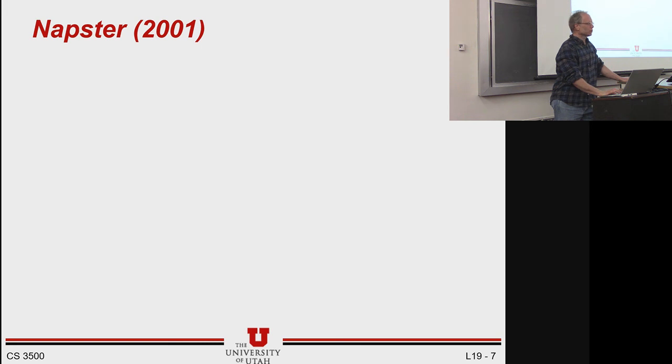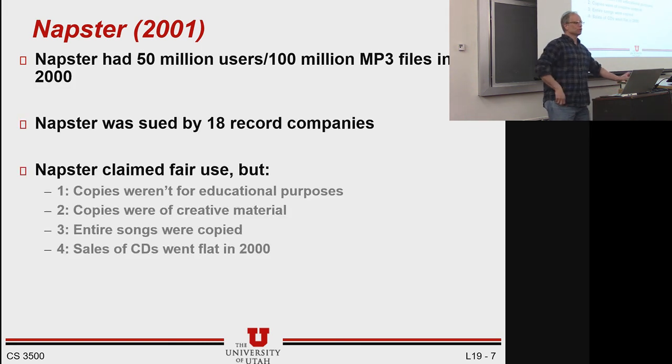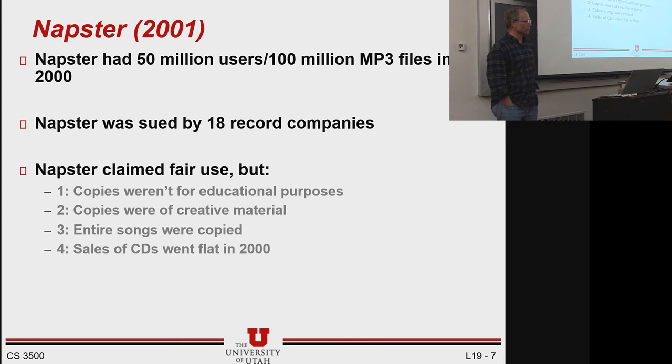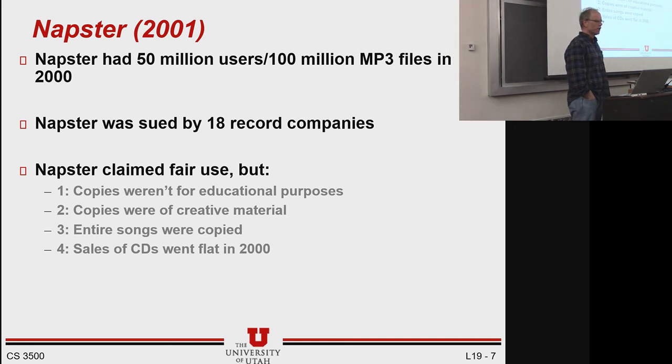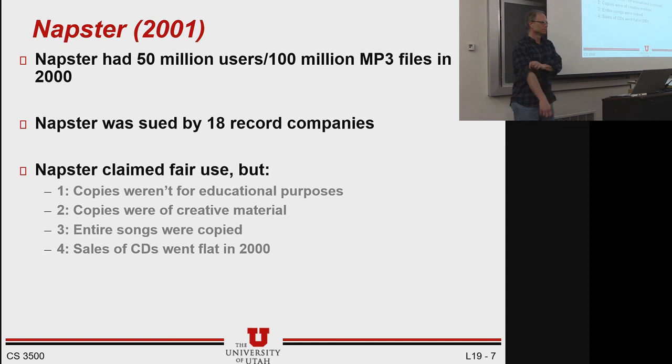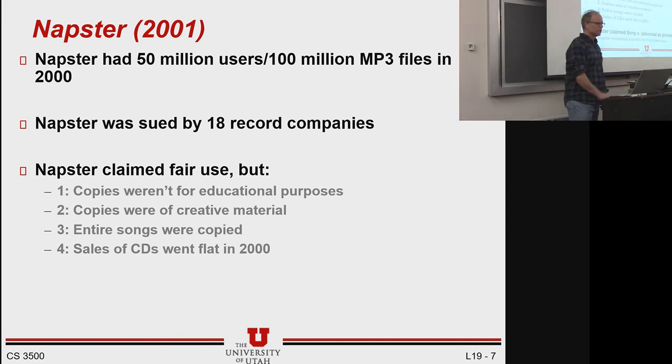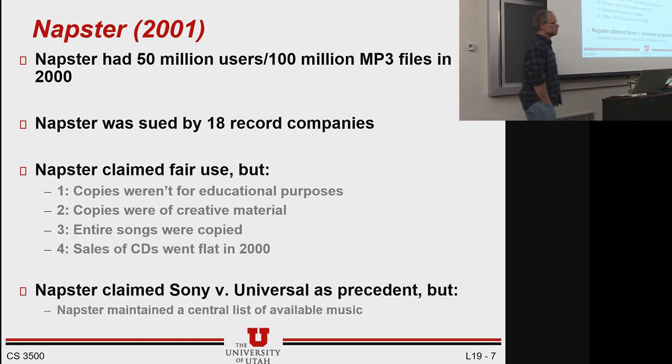Okay, Napster, 2001. They had 50 million users sharing MP3 files, sharing music in 2000. They were sued by the record industry, essentially, and they were defeated. They were flying high. They claimed fair use, but look, the copies weren't for educational use. They were of creative work. Entire songs were copied, and the CD market cratered in 2000. And so that didn't fly. So Napster was basically put out of business.